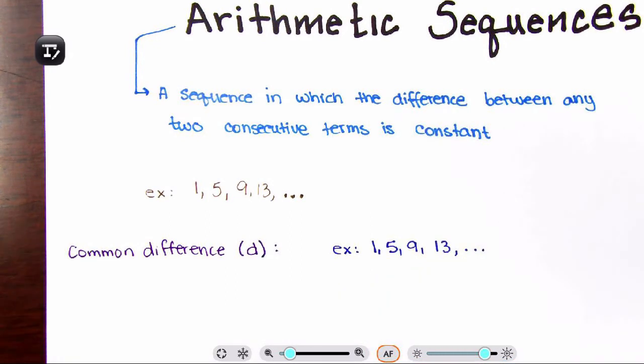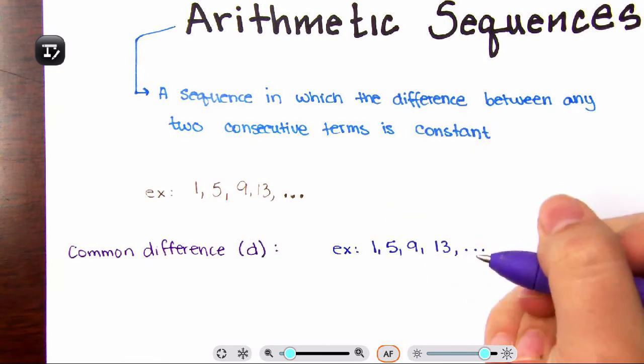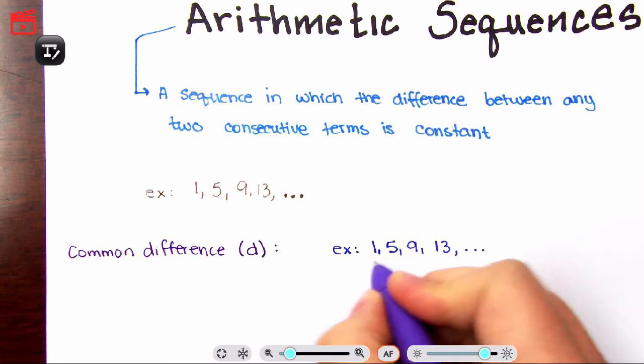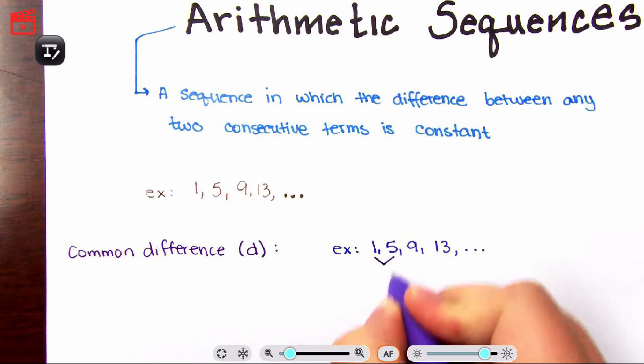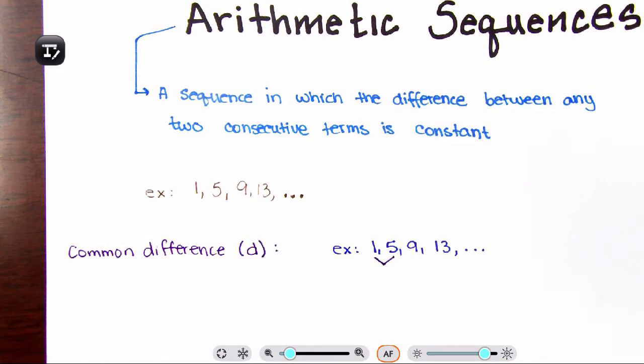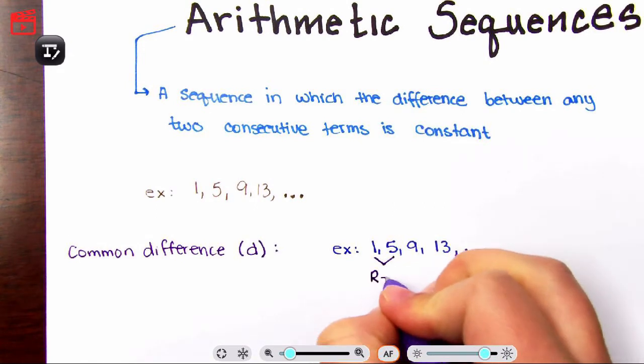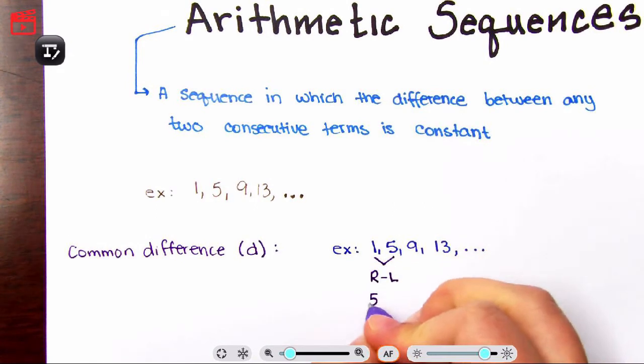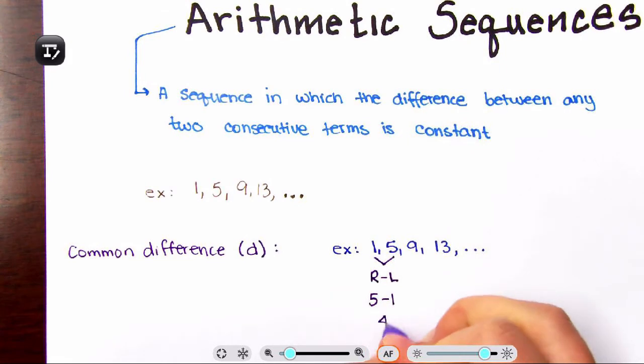And I was to take each number and subtract. For example, we take these two and we subtract, but we always subtract right from left. So we do right minus left. That means I do 5 minus 1, that is 4.